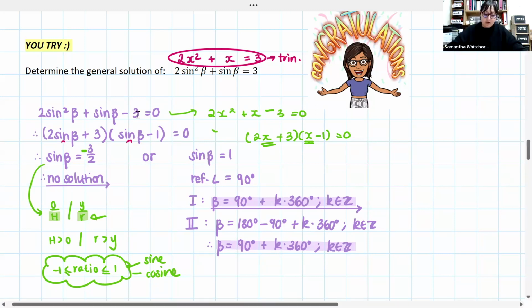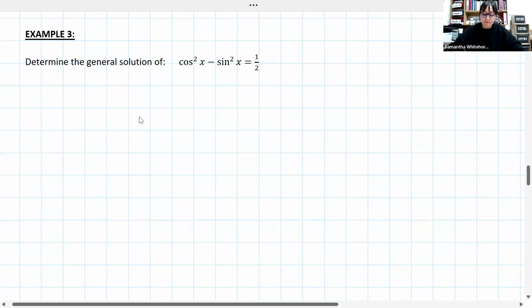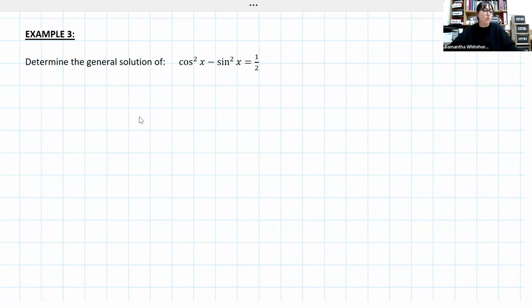So if we have a look at example 3, we have got cos squared x minus sine squared x is equal to 1. I can't remember why I made this do this one, but we're going to do this one apparently. Why did I want to do this one? Okay, anyways, we're doing this one. Cos squared x minus sine squared x equals a half.